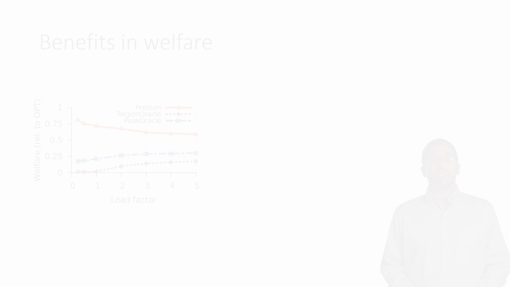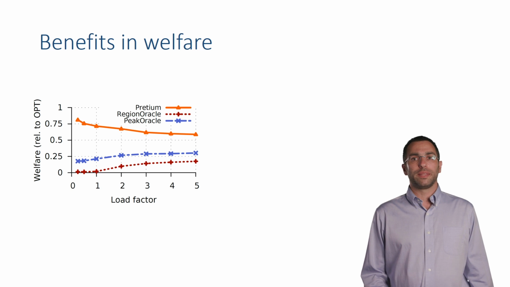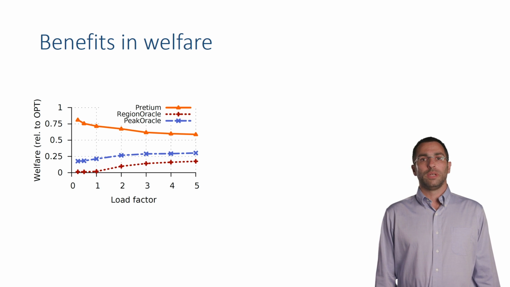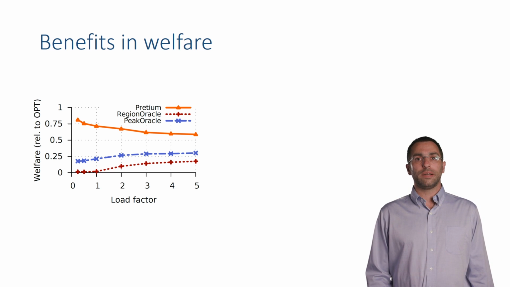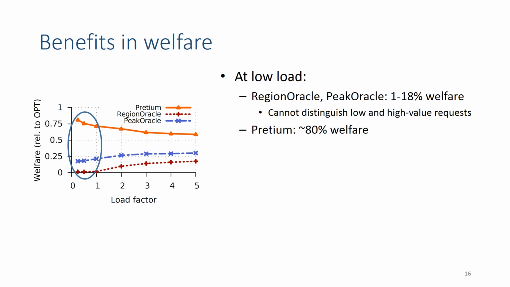I'll show now a subset of the experimental results. This graph shows the welfare achieved by the algorithms relative to the welfare of the optimal scheme, opt, as we increase the load over the WAN. The higher the load factor, the higher is the load in the network. We see that at lower load, region oracle and peak oracle get no more than 18% of opt's welfare.